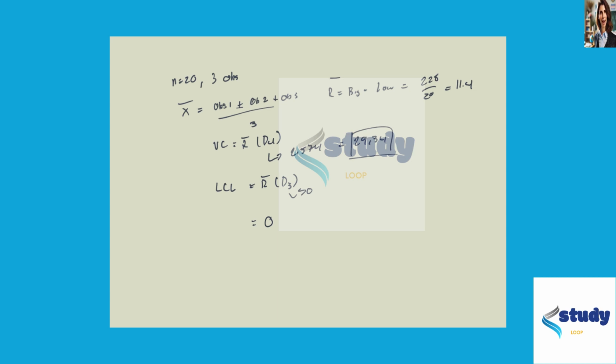So what does it say? It basically indicates that all the sample ranges are within the control limits, indicating that the process variability was in control during our particular sampling period.